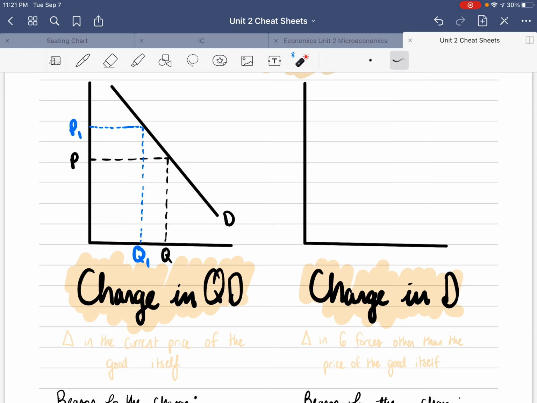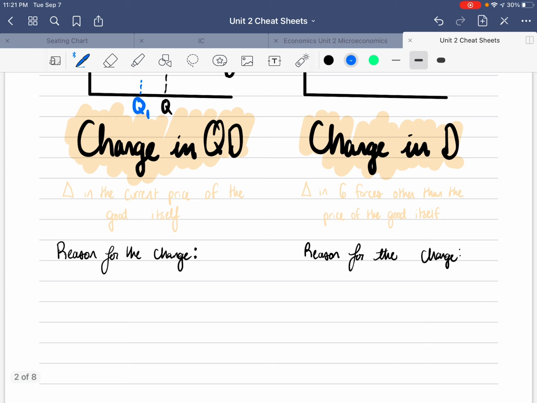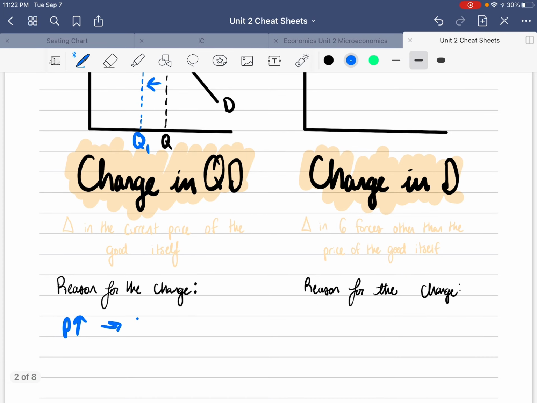And on every single graph, when we have an old line and a new line, we need to put an arrow from old to new. An arrow from old to new, okay? After we graph it, we have to describe what happened on the graph. And that would be the reason for the change. So what happened when price went up? It led to, when we look at the graph, a decrease in quantity demanded. And that's just human behavior. If things get more expensive, we don't want to buy it. So that's one of the reasons for the change, okay?